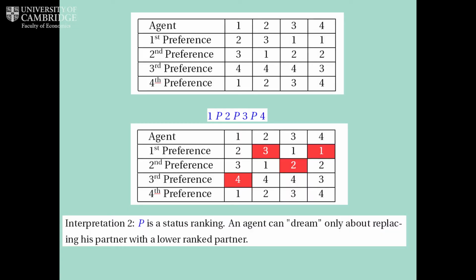Interpretation number 2 is that P is status. 1 is more prestigious than 2, has higher status than 3, higher than 4. I match with somebody. I'm probably dreaming about being with somebody with higher status, but it's not possible. I can realize only dreams which replace my mate with somebody with lower status, not with higher status. So the status in this case creates the ladder, or the personal choice sets for the individuals, such that if I can deviate only to somebody lower than the status of the current agent, then nobody wants to do it.